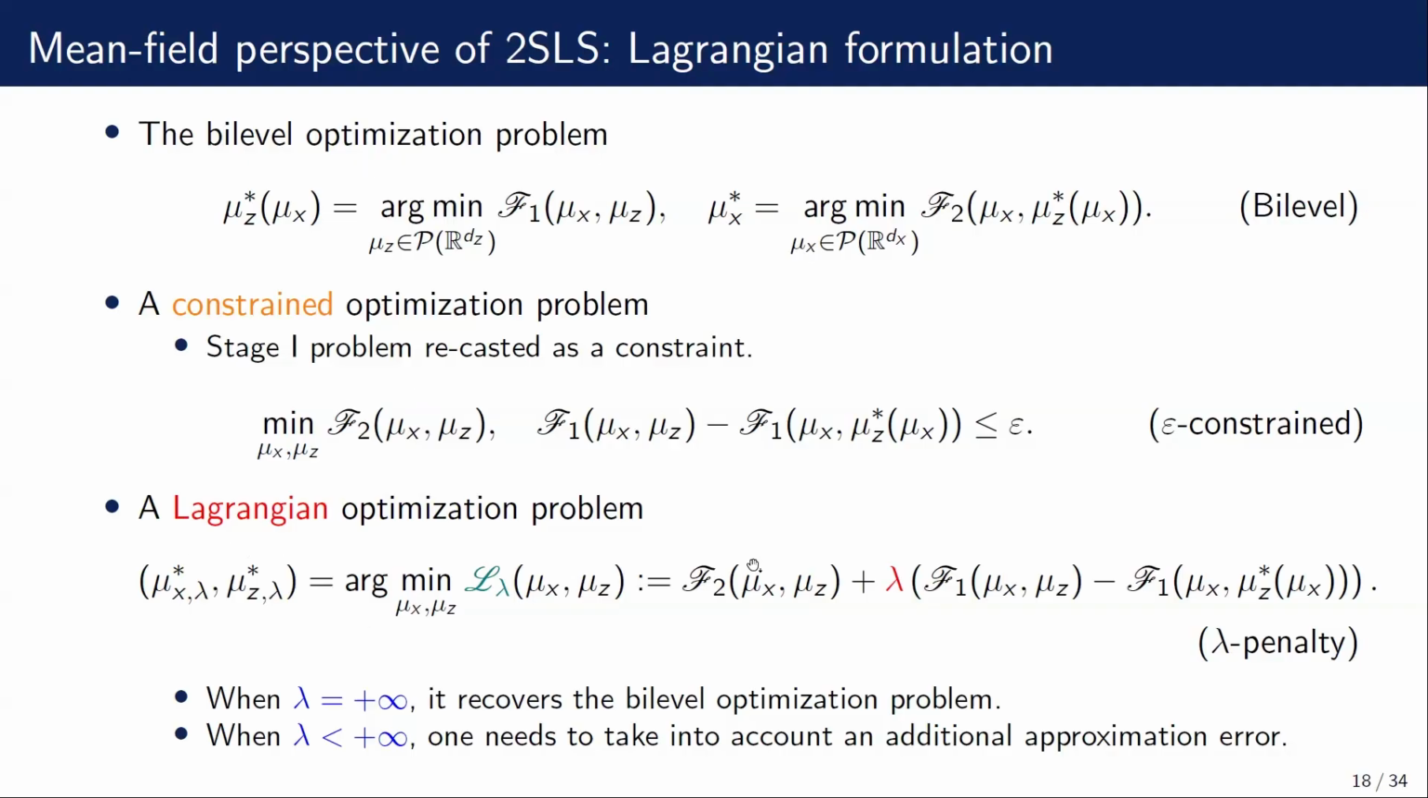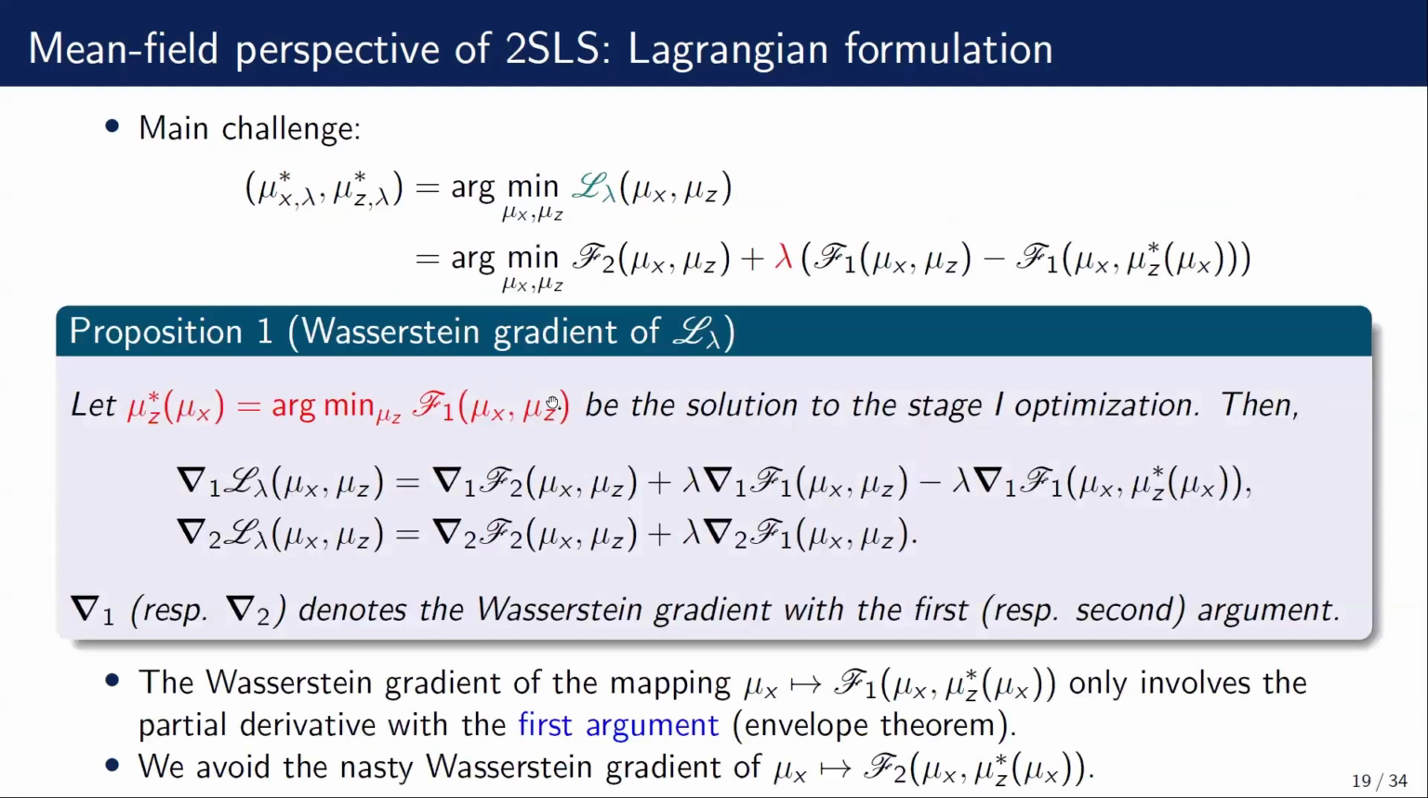Similarly, we can write it as a Lagrangian optimization problem. We write it like this, where this hard constraint is written like a penalty term on the stage 2 loss. And when lambda goes to infinity, it recovers the bilevel optimization problem. But in practice, we cannot take lambda to infinity, so we have to take into account an additional approximation error because of using lambda not equal to infinity. Okay, so this is our objective.